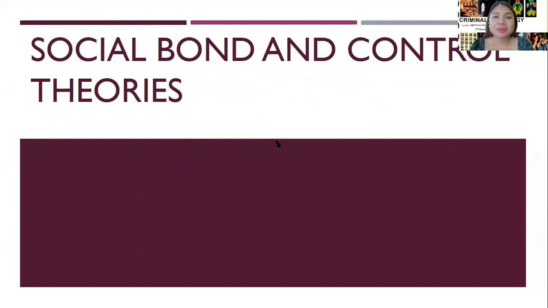Okay, so our lesson for this afternoon naman is about social bond and control theories in criminology. Okay, so meaning this social bond and control theories explains why people commit crime and why there are criminalities in our society.